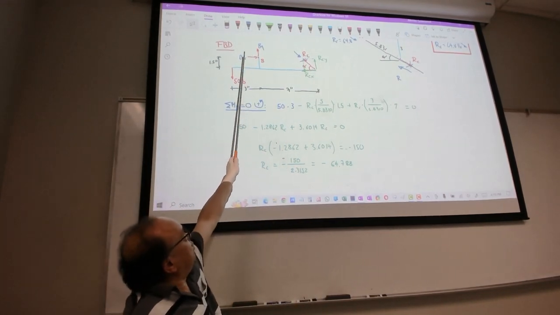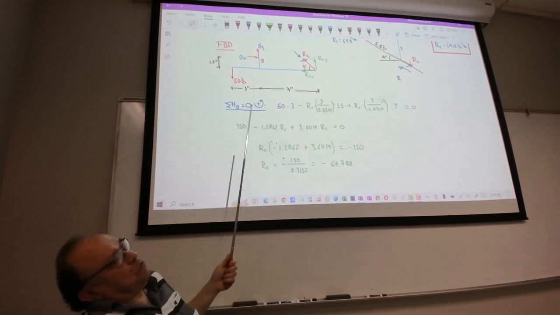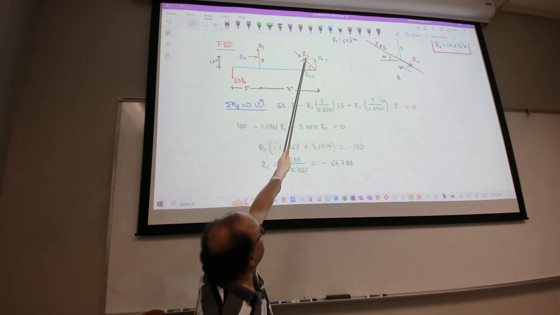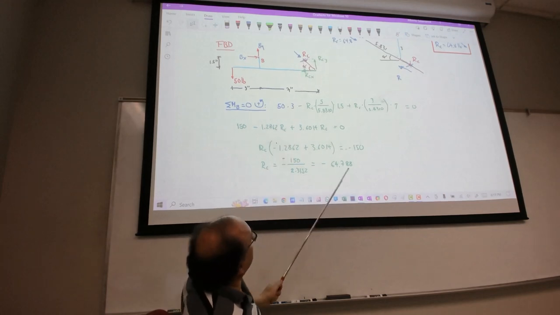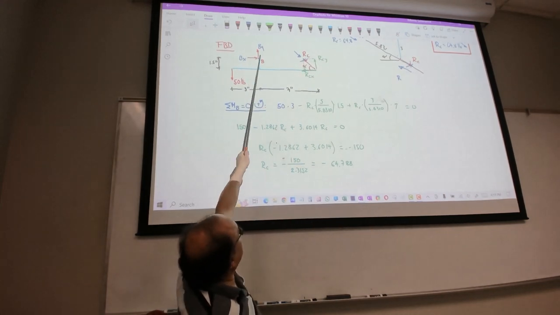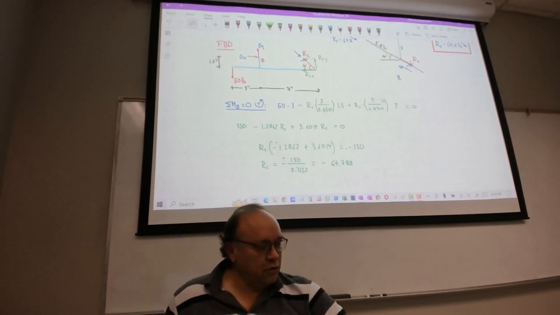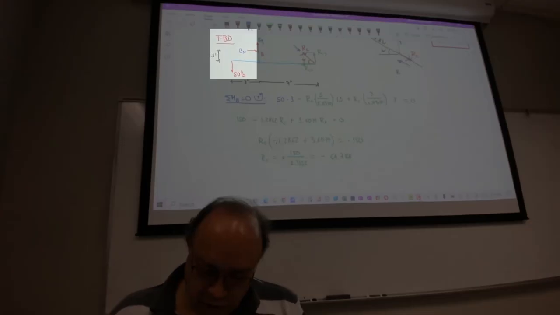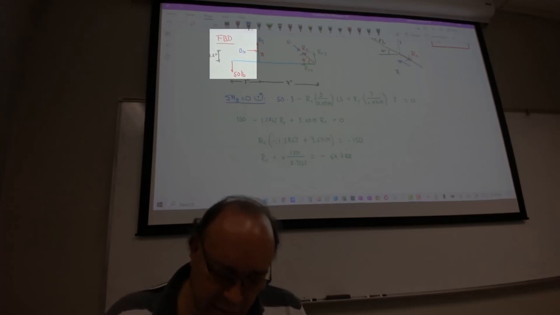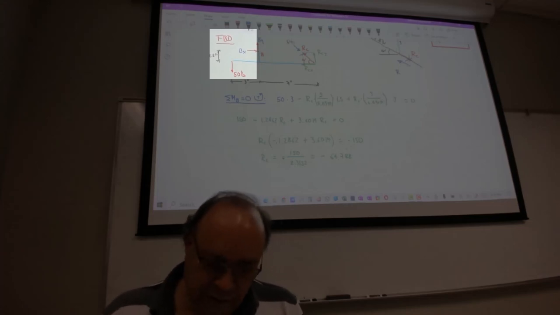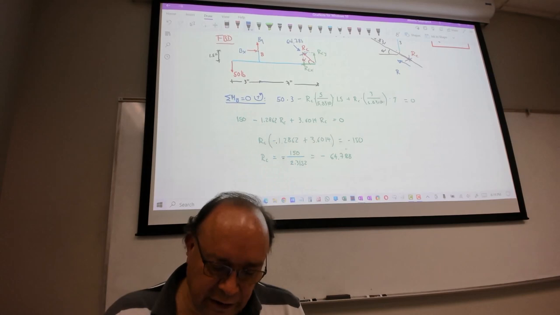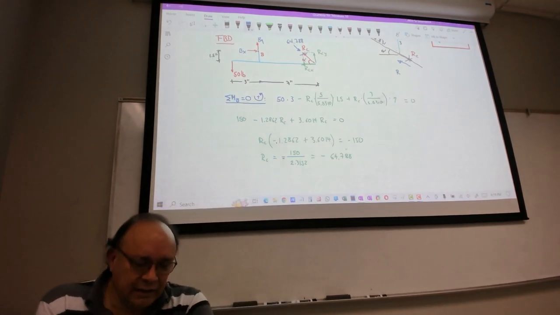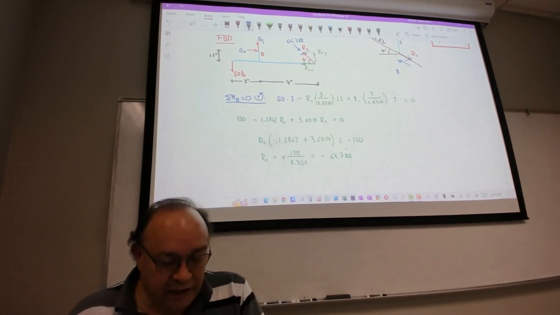Now we need to find Bx and By. What would you do for Bx and By? Well, you can do summation of forces in the x and y direction, right? You have this one already, 64.8. So yeah, you now find these two. We can put the value here, 64.788. And here, you can do two things.